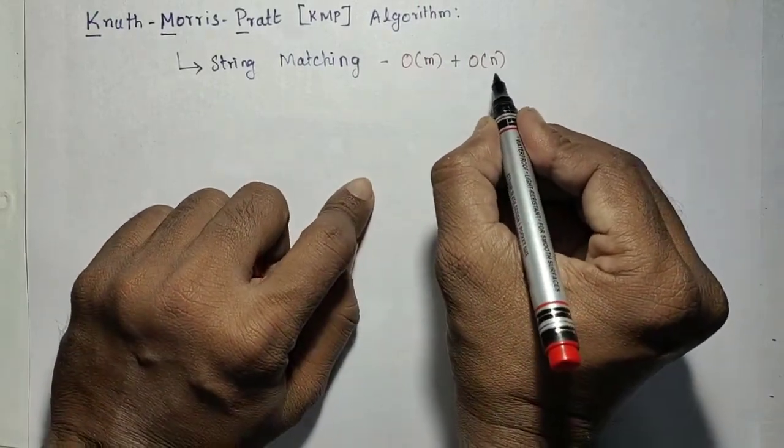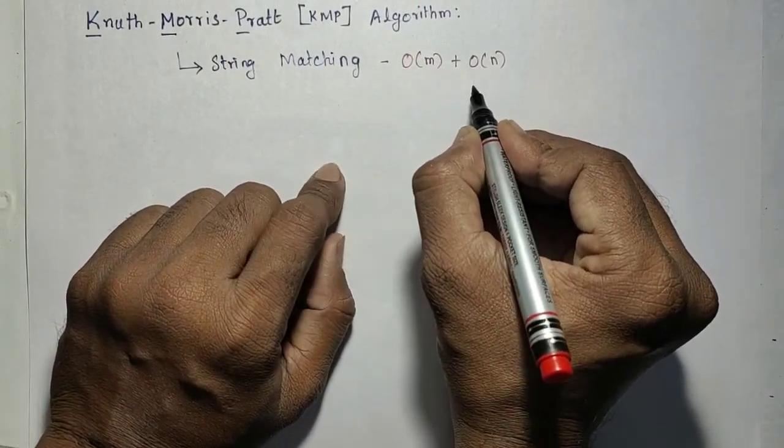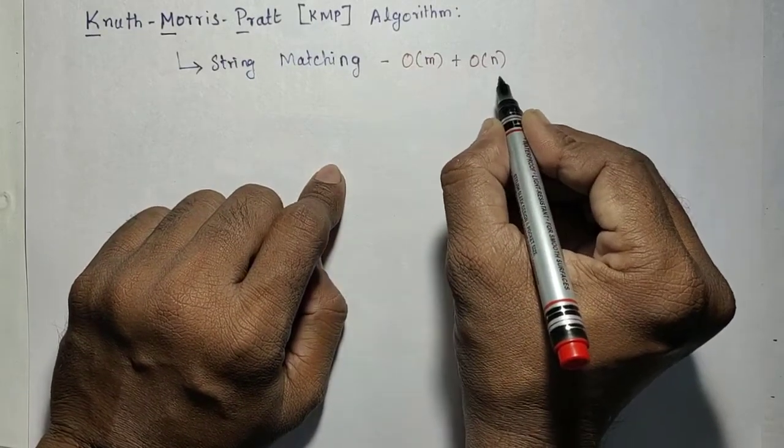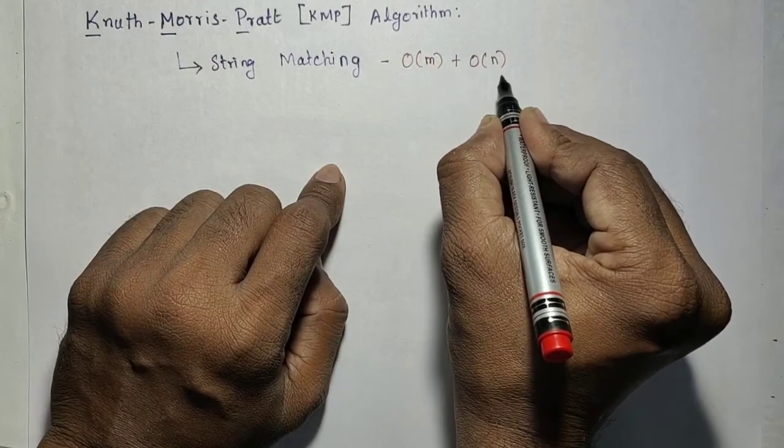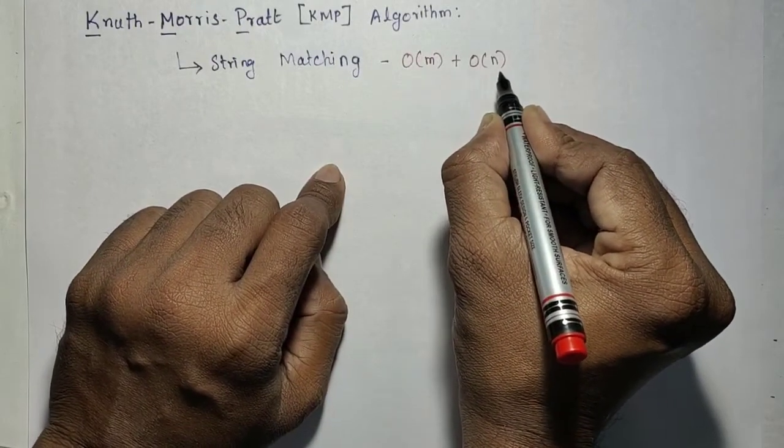For the Rabin-Karp algorithm, it will be N minus M plus 1 into M, so nearly M into N. But this is a linear time algorithm, a linear time complexity algorithm.